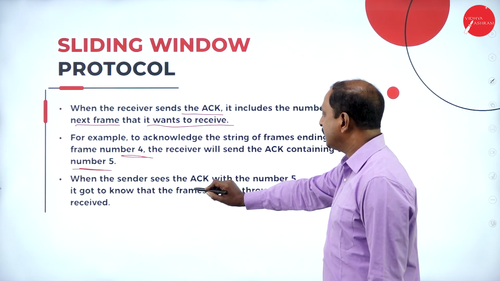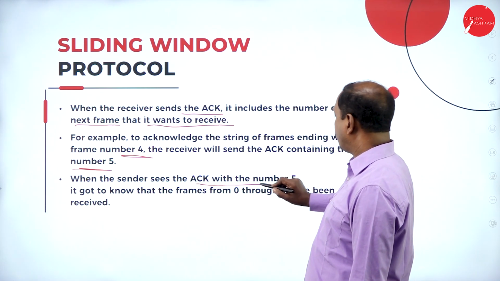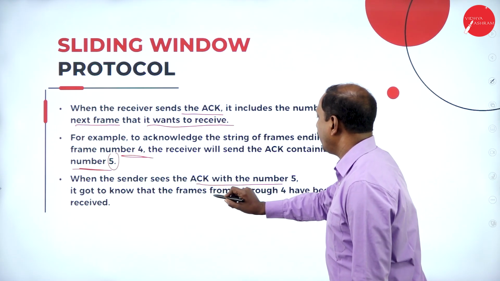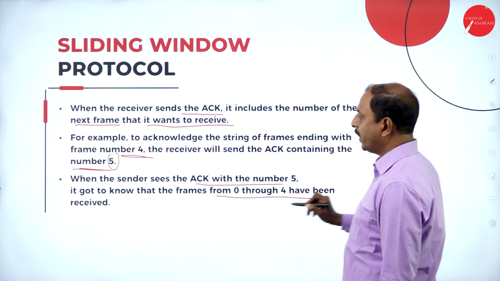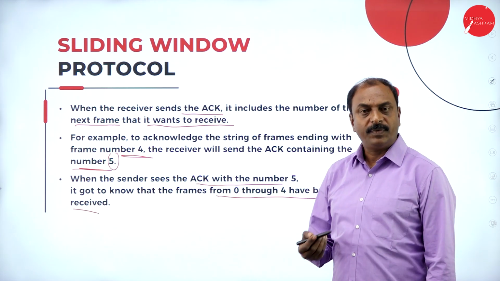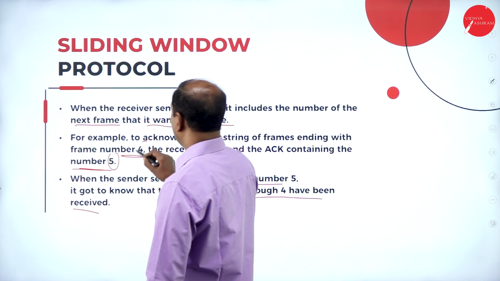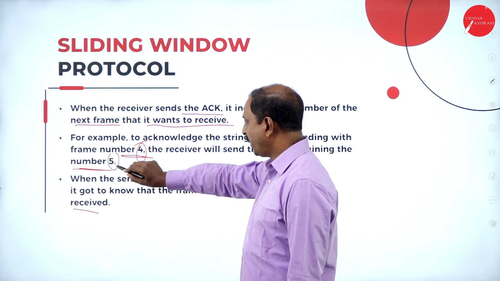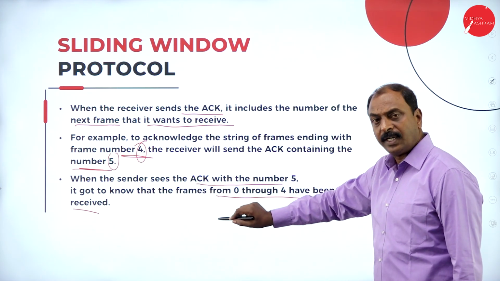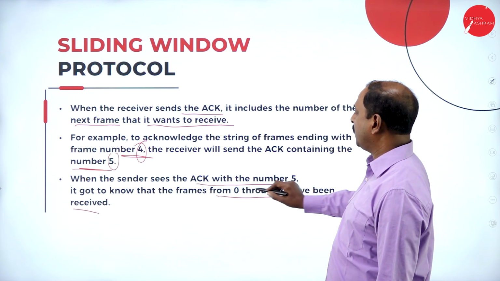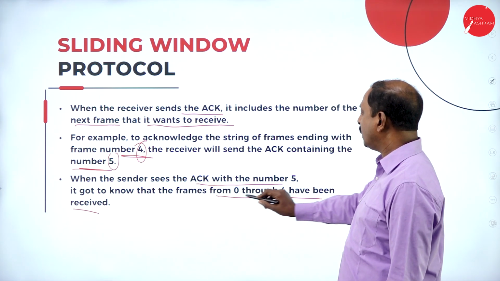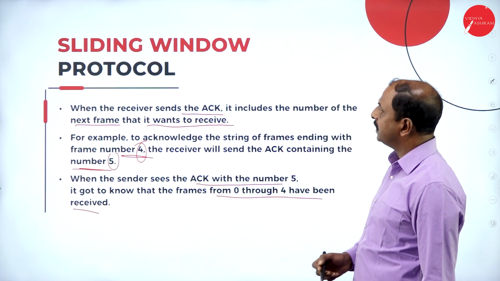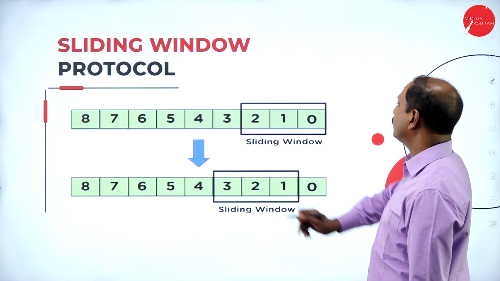So when the sender sees the acknowledgement with the number 5, it gets to know that the frames from 0 to 4 have been received. At the receiver end, instead of sending the number 4, he sends the acknowledgement for frame number 5. Then at the sender end, it is understood that all the previous frames have been received by the receiver. So this is the concept here. In the next slide, we will see the diagram of sliding window.